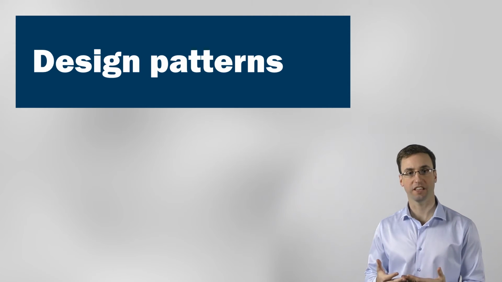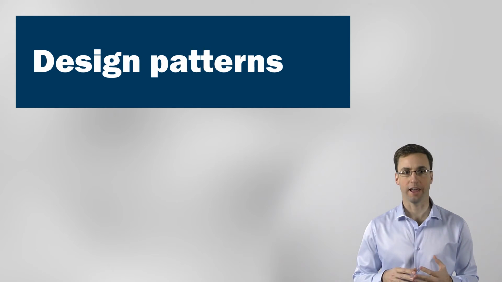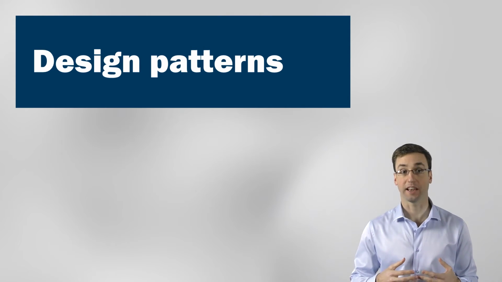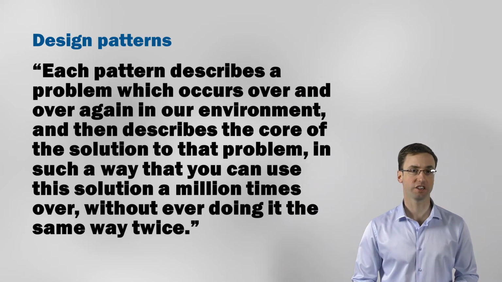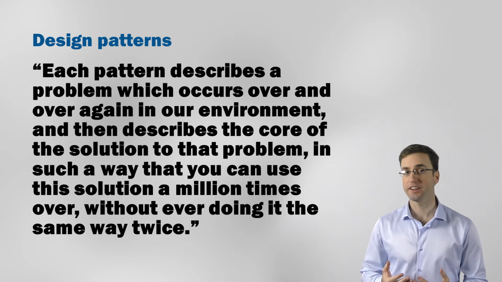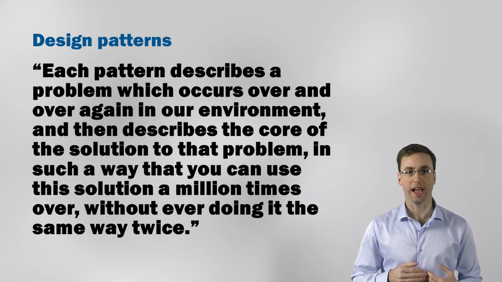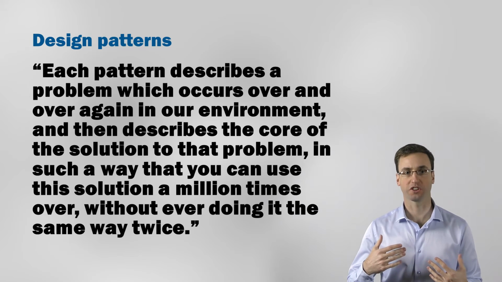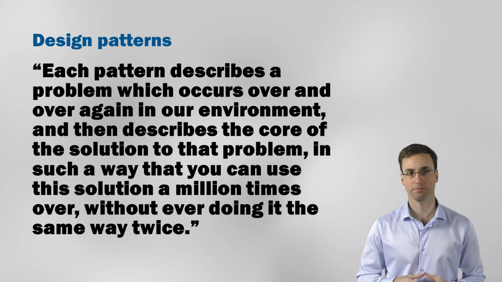In 1977, Christopher Alexander, Sarah Ishikawa, and Murray Silverstein wrote a book called A Pattern Language that laid out patterns for architectural problems. In the introduction, they defined patterns like this. Each pattern describes a problem which occurs over and over again in our environment, and then describes the core of the solution to that problem in such a way that you can use the solution 1,000,000 times over without ever doing it the same way twice.